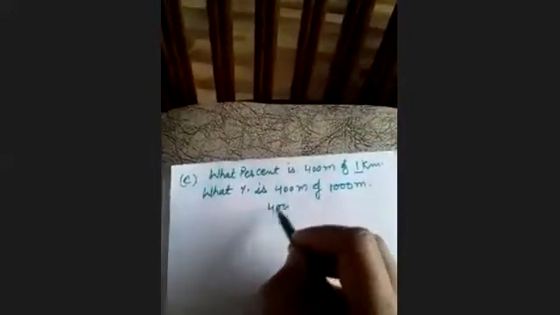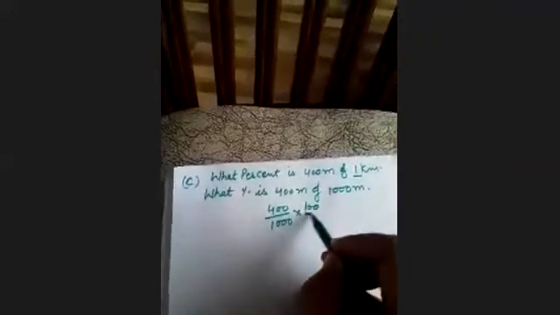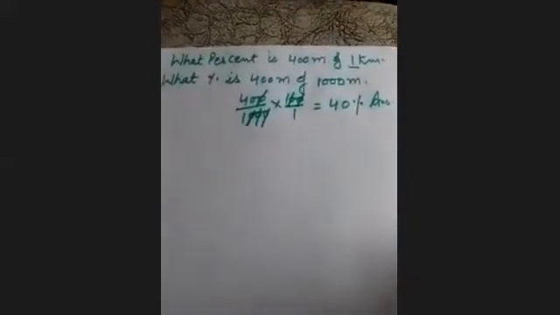Now students solve. 400 upon 1000 multiplied by 100. Now 1, 2. These are cancelled. So your answer is 40%.